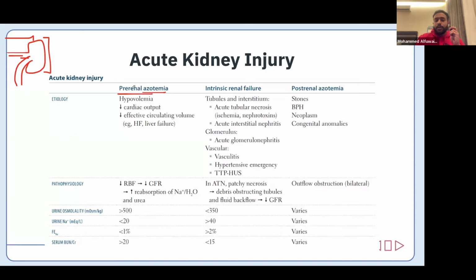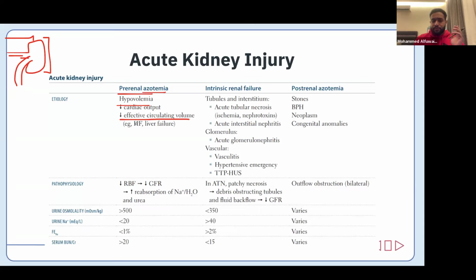Now, what will happen in pre-renal azotemia? Let's take it one by one. Number one is, how does it happen? In a patient with severe hypovolemia, for example, if the patient's going through hypovolemic shock, hemorrhagic shock, their blood volume is decreased, there's less blood going to the kidneys. This is going to cause kidney injury. Number two is a decreased effective circulating volume.